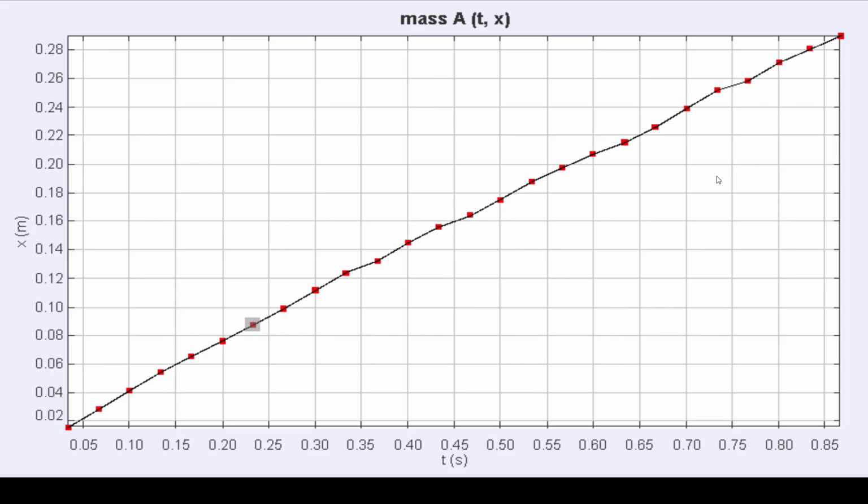Here's a larger image of the graph shown in Tracker that demonstrates the position in meters over the time in seconds of this marker on the whiteboard.